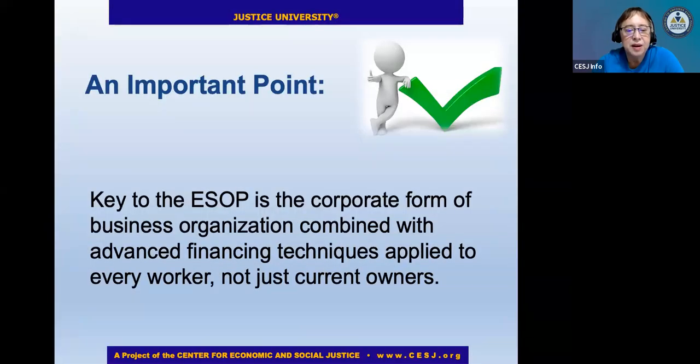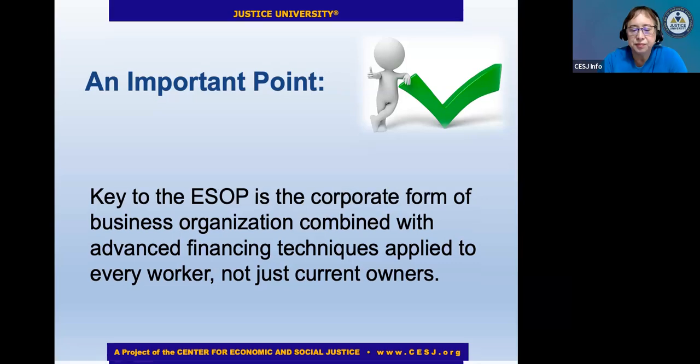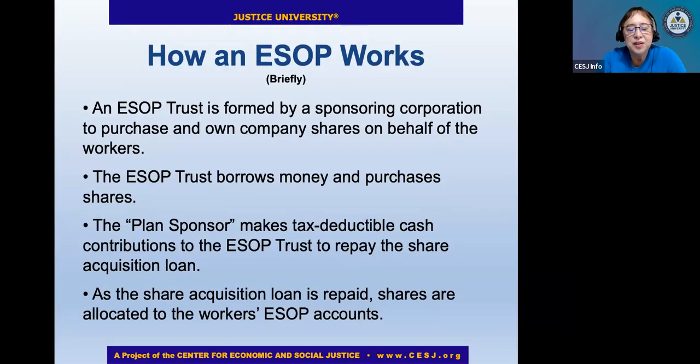The key to ESOP is that it is a corporate form of business organization or mechanism, which brings in advanced financing techniques. So it really was designed by Kelso to enable workers to have access to money for capital formation, make that available to workers the same way the rich have that means. And okay, this is where I'm going to try and keep to, this is going to go fast. And as I say, I'll make this available to people.